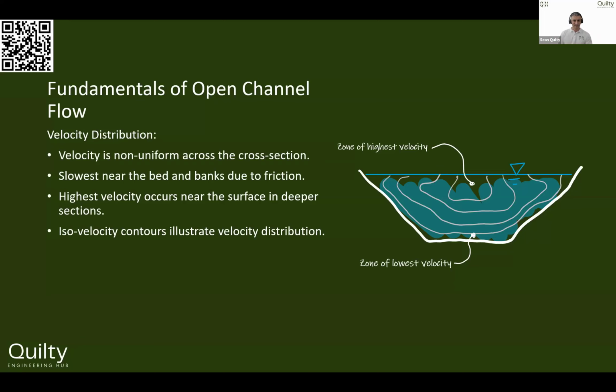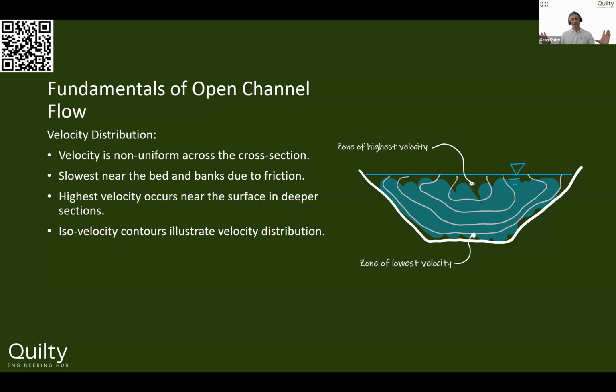In fact, I've got some iso velocity contours there. Essentially, when the water's running through the channel and hitting a surface, it's going to have friction, and so that water velocity is going to be lower. So on the sides and the bottom of that channel, that velocity is going to be the lowest. Think of that contour line as maybe a meter a second. The next contour line inside of that channel might be 1.5 meters a second.